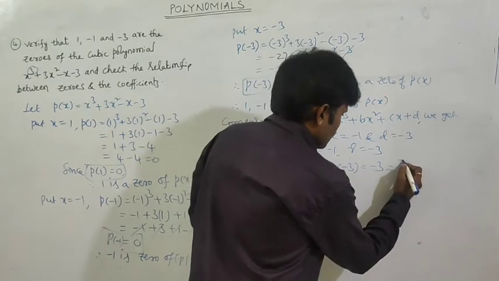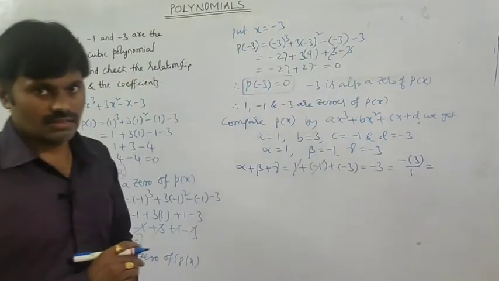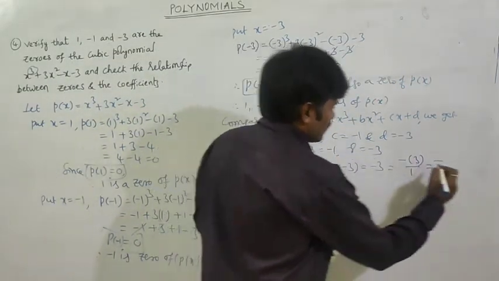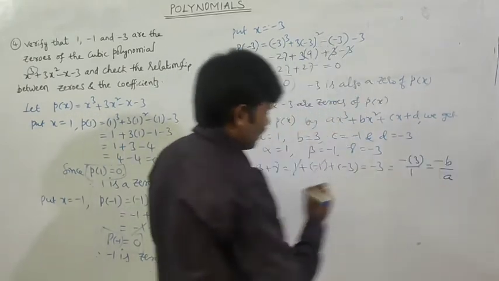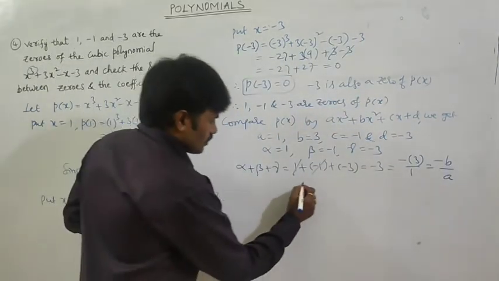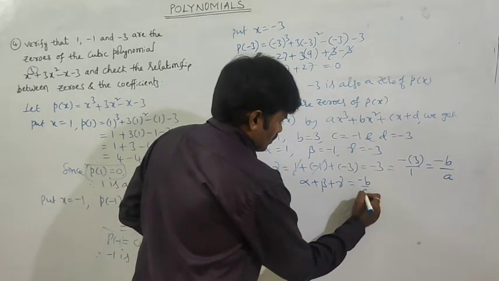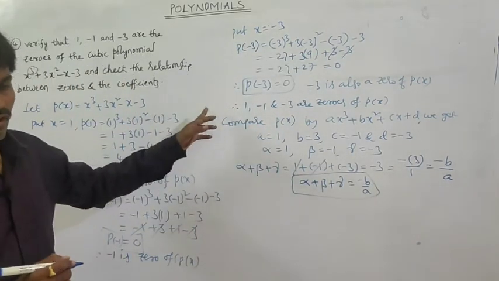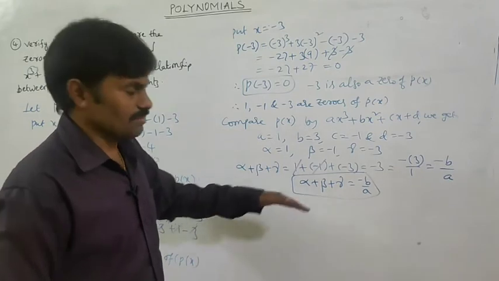Minus 3 can be written as minus of 3 by 1. Now 3 is nothing but b, and 1 is nothing but a. So minus b by a. This is the relation between zeros and coefficients of a polynomial. In the case of a cubic polynomial, it is one relation in the case of the sum.